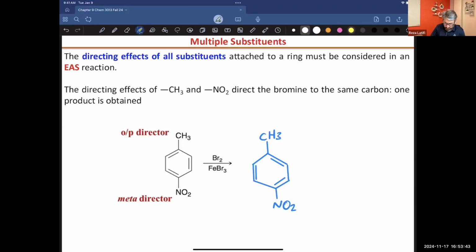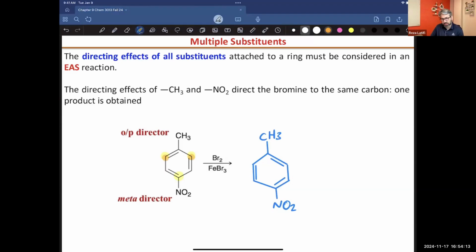Methyl is going to favor the ortho position. The ortho positions for methyl are those two, and also the para position. That's a para position for the methyl. The para is already taken, so that's not going to be an option. While the nitro will be favoring the meta position. The meta position relative to the nitro will be here. So I'm going to put them here. As you see, both of them are favoring the same spot.